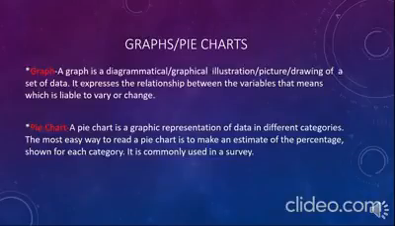On the other hand, a pie chart. A pie chart is a graphic representation of data in different categories. The easiest way to read a pie chart is to make an estimate of the percentage shown for each category. It is commonly used in a survey report, and you can also notice that in a pie chart you cannot find any change or trend. In fact, the fact is more important here.